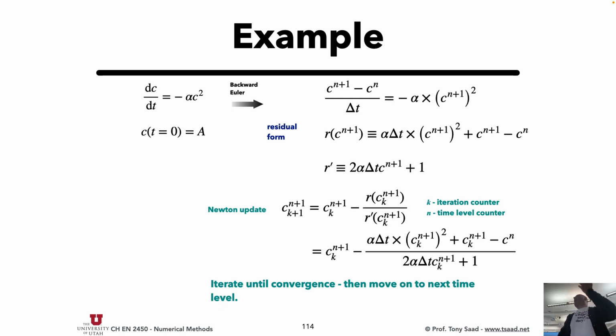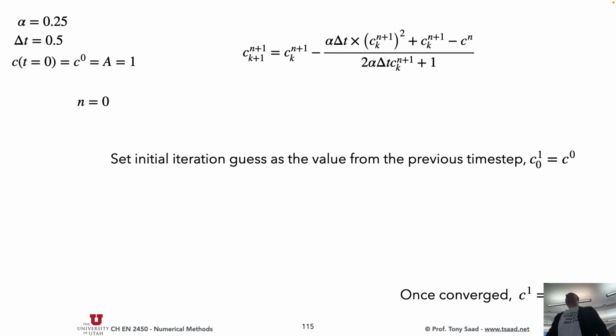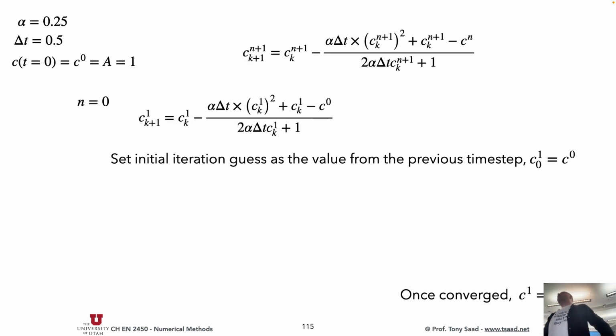All right, so let's see how this might work with an actual example. If alpha is 0.25 and delta t is 0.5, and my initial condition is C0 equals 1, at n equals 0, so this is the recurrence formula up there, then at n equals 0, we're trying to predict C1. Okay? So now we fixed the superscript, right? This is the first time step. We're trying to get from C0 to C1.